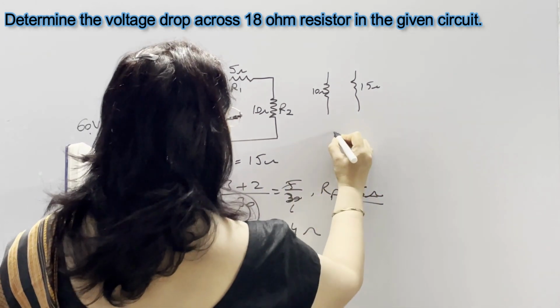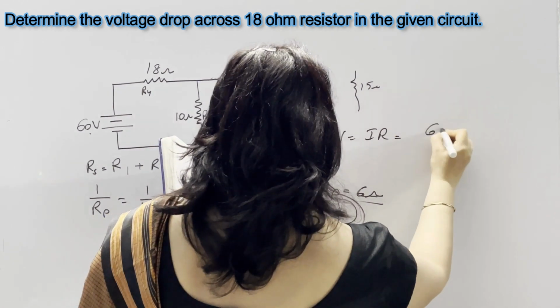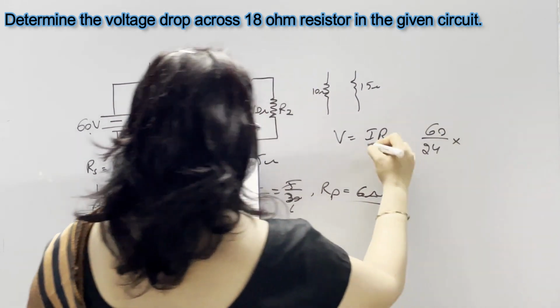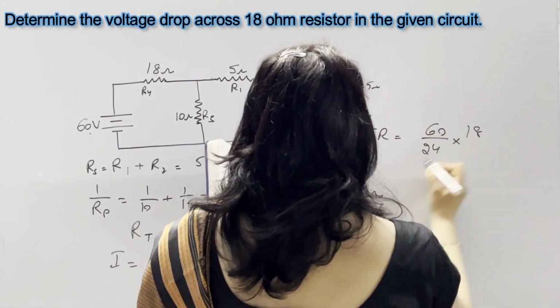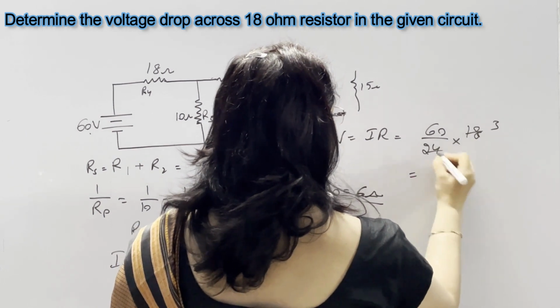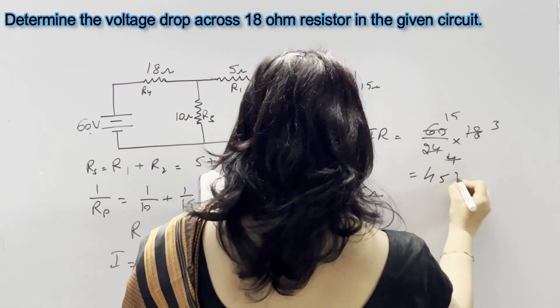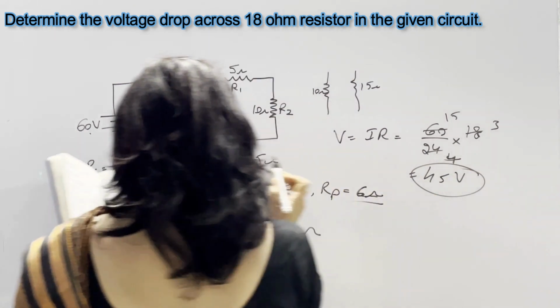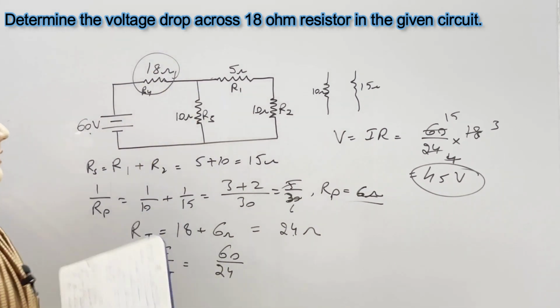So for voltage drop, V is equal to I into R. So 60 upon 24 is the value of the current, and the resistance we are taking is only 18 ohm. So 18. Now 6 3 18, 6 4 24, 4 15 60, then 15 into 3. It means 45 volt is the voltage drop across this 18 ohm resistor.